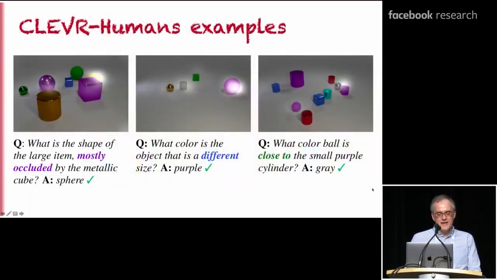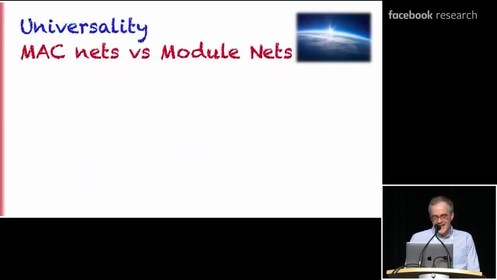Here are a couple of Clever Humans examples, just one off, which show the different kind of semantics of questions being asked in Clever Humans. What is the shape of the large item mostly occluded by the metallic cube? What color is the object that's a different size? What color ball is close to the small purple cylinder? So we've got notions like occlusion and close to that were nowhere in the original semantics. Okay, so I hope to have shown you that this works pretty well.